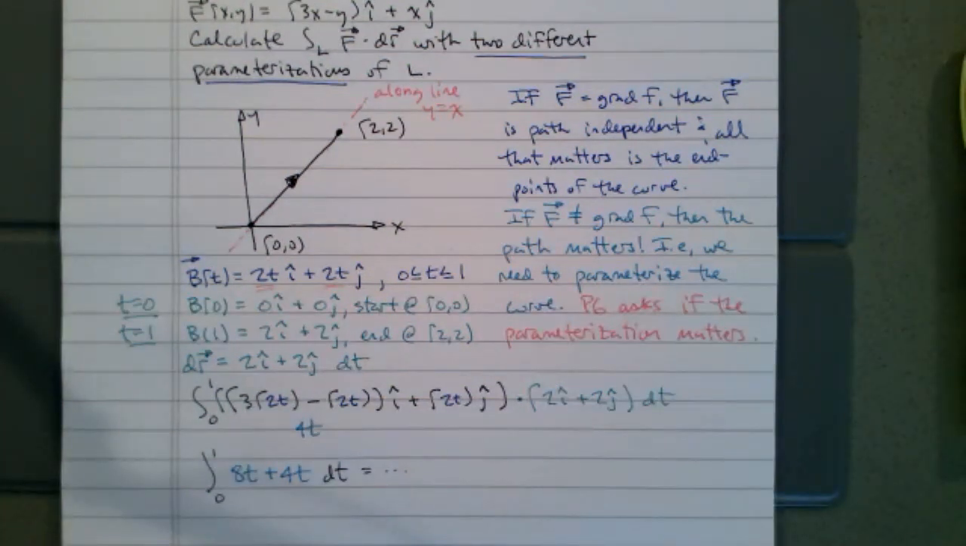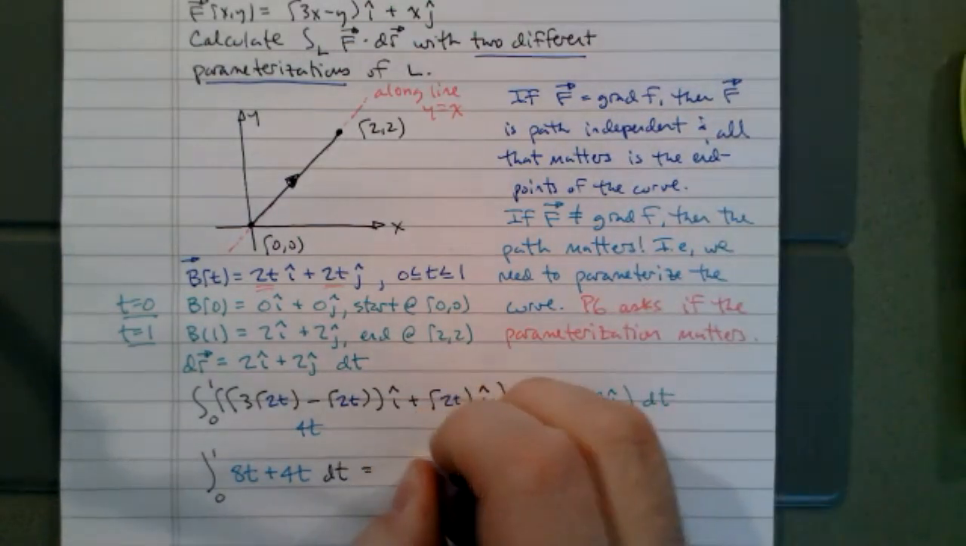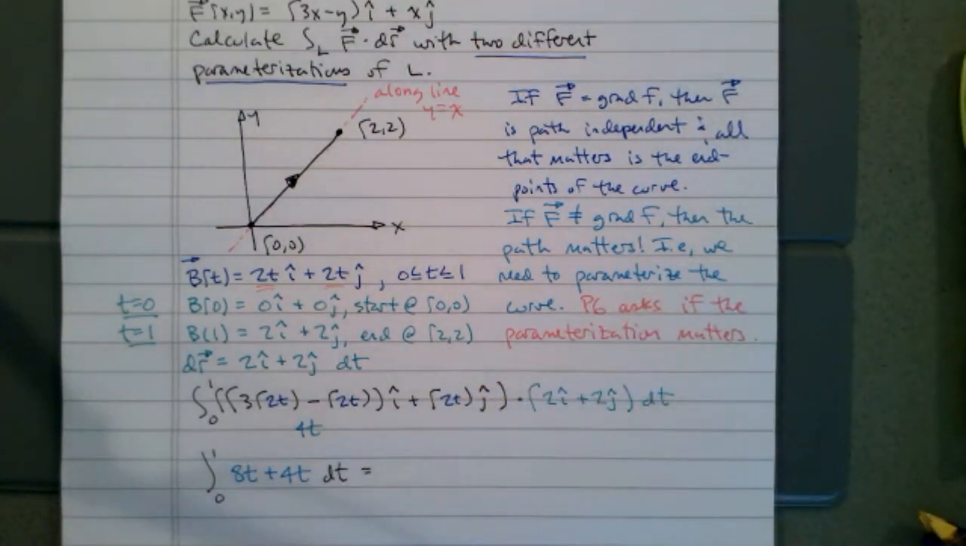Any questions? So the integral of 12t is going to be 6t squared, evaluated from 0 to 1, so 6. All that for 6.